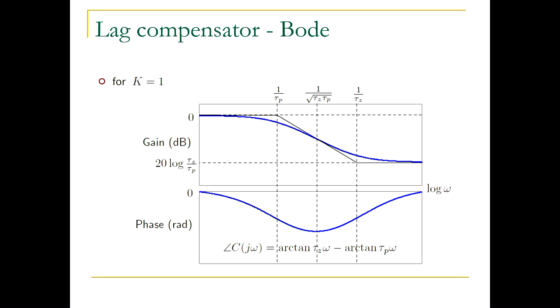So now, what are your design parameters? Tau z, tau p, and k. If tau z and tau p are close together, there will be less lag provided, right? If they are more stretched, there is more lag provided, right? And then, obviously, k can shift things up and down, the magnitude plot up and down.